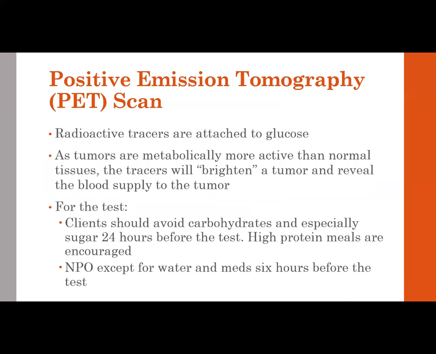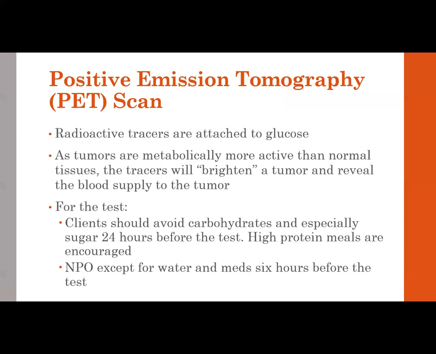So PET scans, and I do have a video on here for you all. I won't put it on this recording, but it is uploaded to Momentum. So what happens with a PET scan is they've got these radioactive tracers that are attached to glucose. As tumors are metabolically more active than normal tissues, the tracers will brighten that tumor and reveal the blood supply to the tumor. So basically it kind of lights up this tumor so we can see, okay, I see it glowing there.